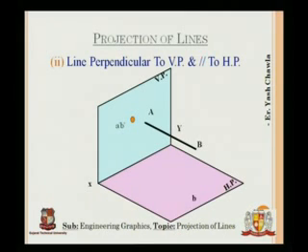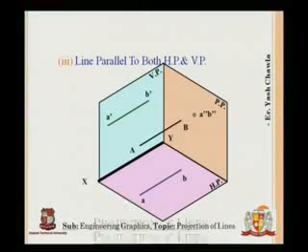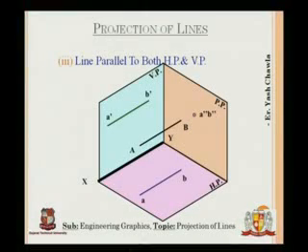This is the front view which is there on VP, and then the same length as AB will be there on the horizontal plane. So this is the second condition. Now let's move on to the third condition, in which the line is parallel to both HP and VP. So it will be perpendicular to the profile plane. So they will show you how it is done.